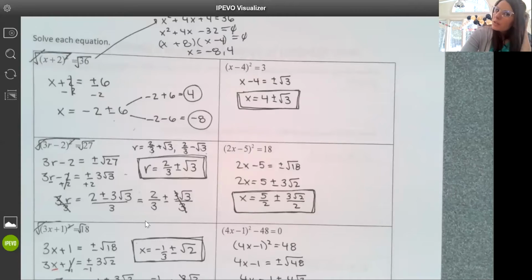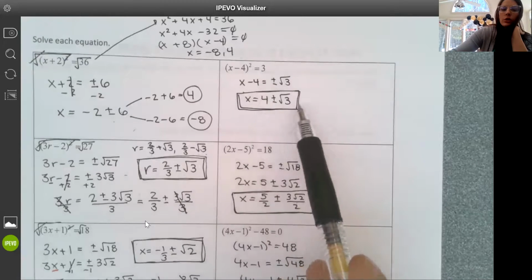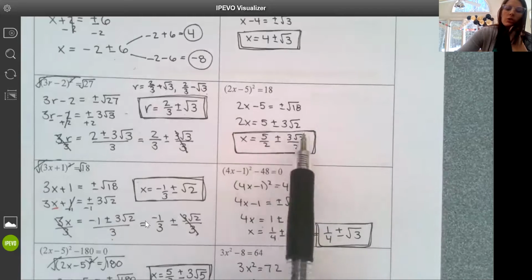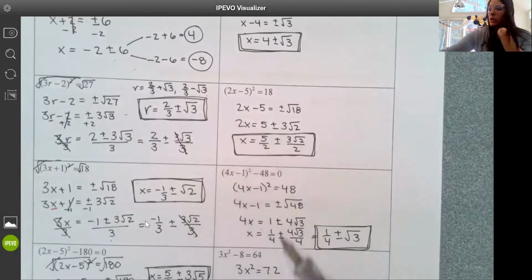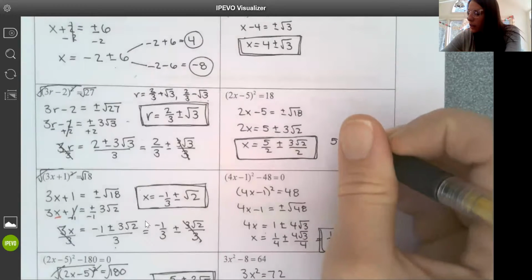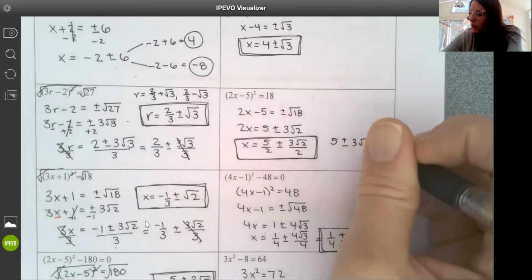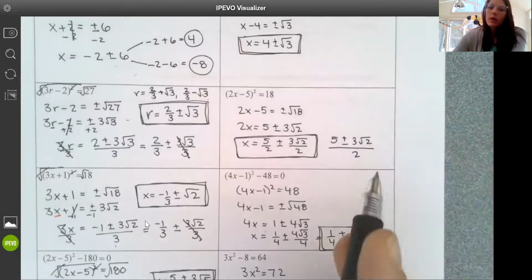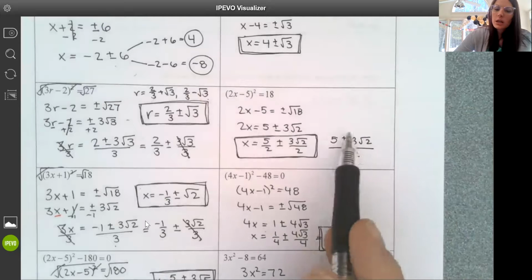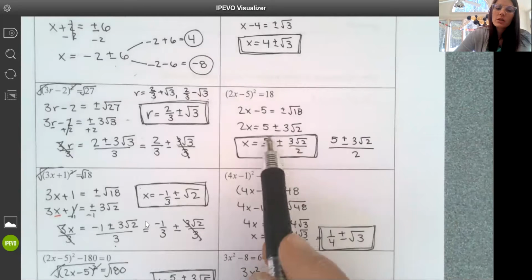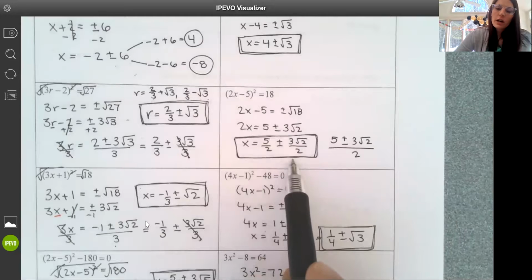Okay, let's look at our answers here. So first one, no simplifying needed, but then I need to add 4 over. Here's my two solutions. On the second one, there's no reducing that happens when we divide by 2. So if you had your answer written like 5 plus or minus 3 rad 2 all over 2, that's fine too. This would be an acceptable way to write that solution, or break it apart so you can see the real and the irrational part.